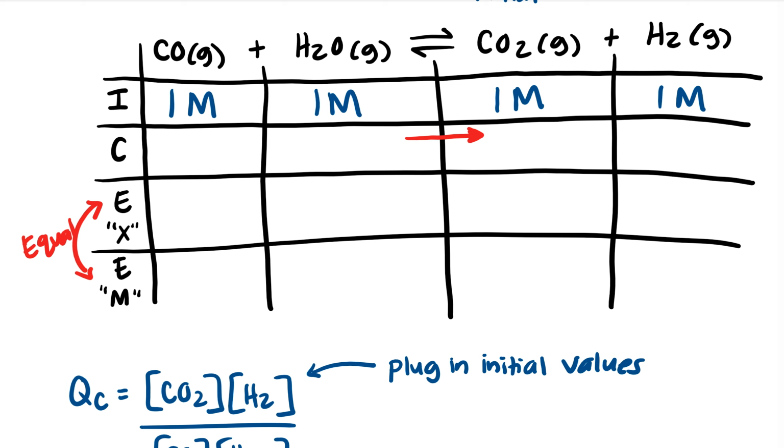Okay, so I am going to draw this red arrow here so that we know for this change row, I had to calculate Q, compare Q to K to decide which direction the reaction is going to proceed. And we just said it's going to proceed in the forward direction. So that means we're going to use reactants and make products. And the change row is when we're going to use X and the coefficients from the balanced equation.